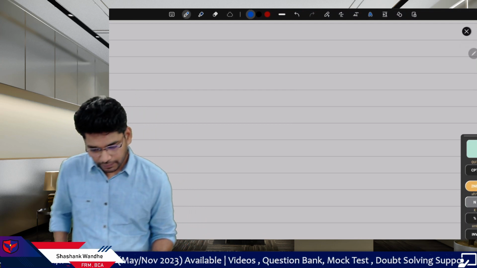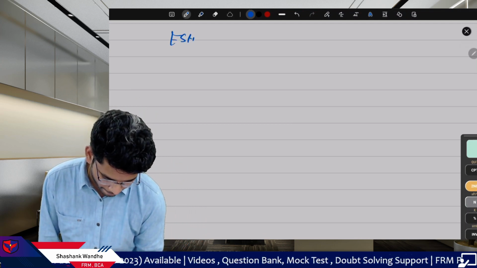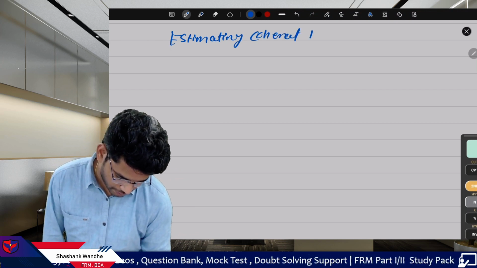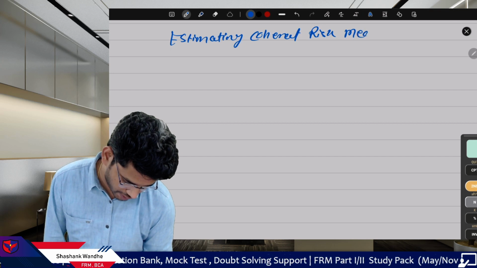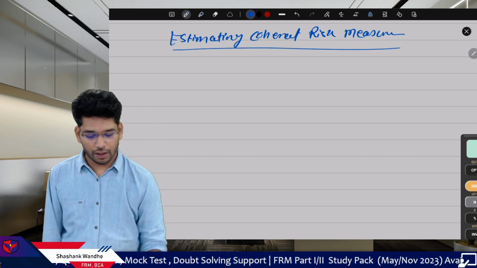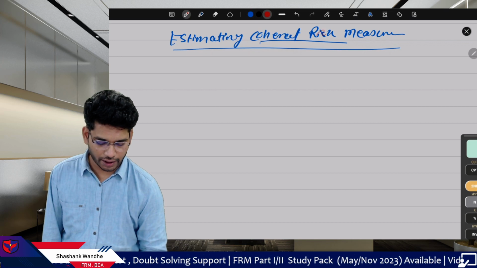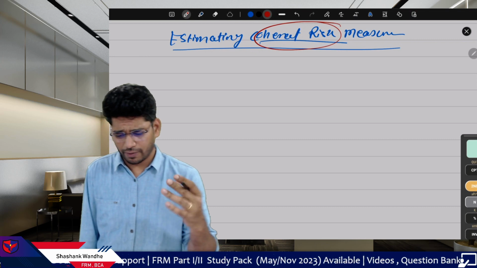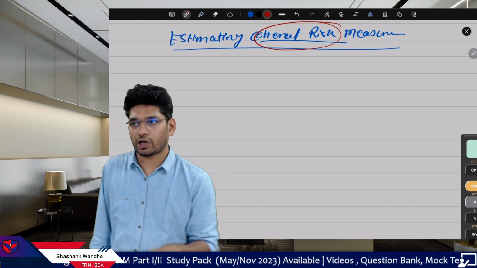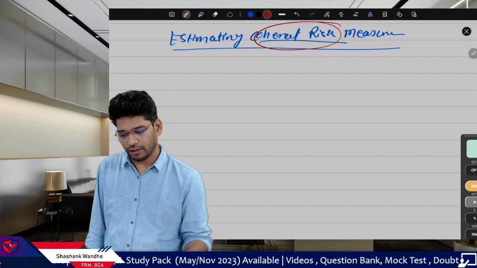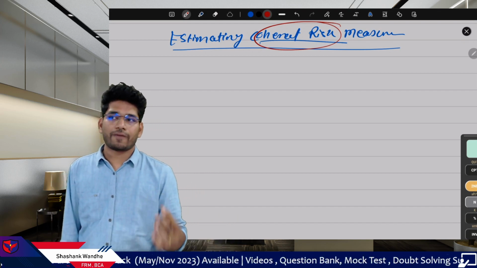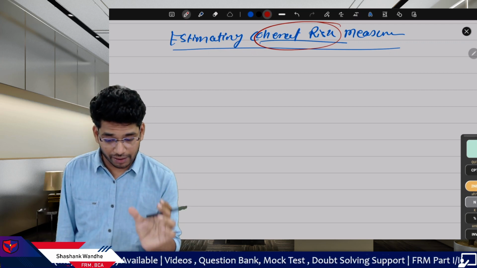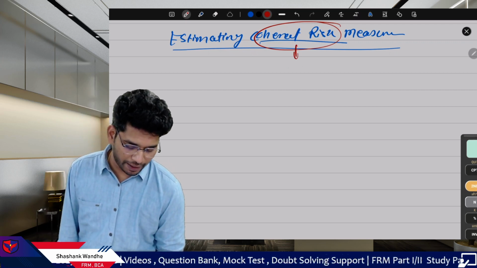Now the next discussion is estimating coherent risk measures. Okay, now this coherent risk measure is the same discussion again, but here we don't have all those properties like monotonicity, subadditivity, positive homogeneity, and translation invariance. All those discussions are not covered in this particular chapter. We have this in the next chapter. Now we don't have to bother about this, but this learning objective mainly talks about the spectral risk measure.